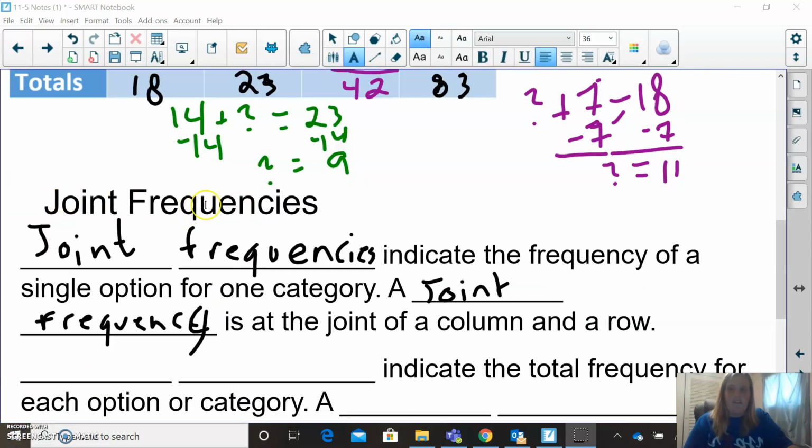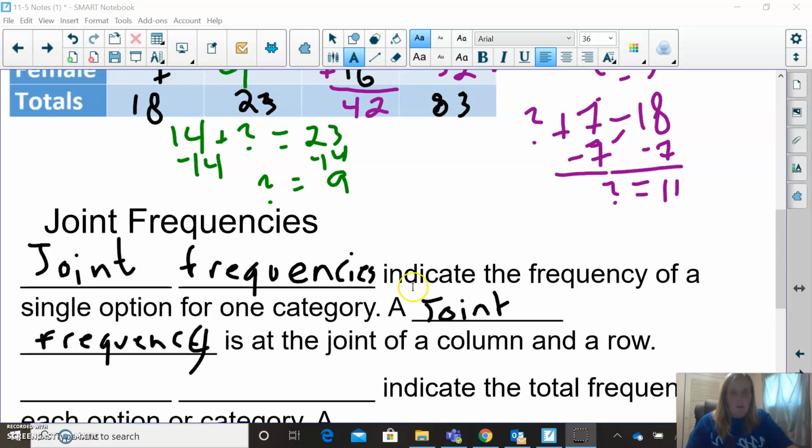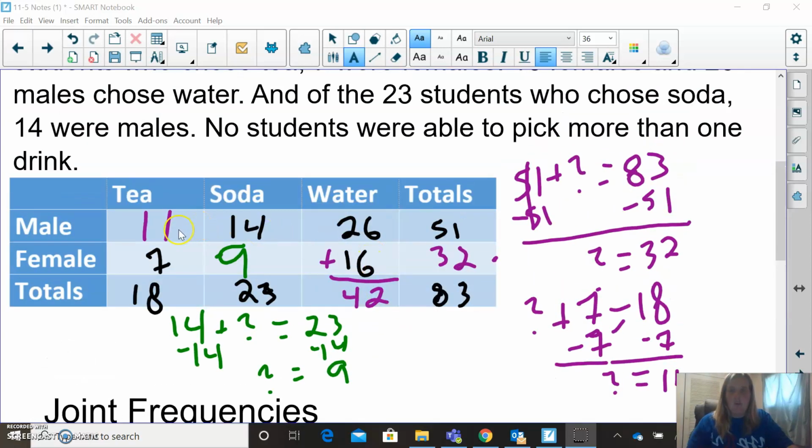Okay, guys. So I actually typed it out here if you have problems reading my handwriting, okay? Joint frequencies indicate the frequency of a single option for one category. A joint frequency is at the joint of a column and a row. So for example, like I said, males that chose tea or males that chose soda. It's when this is a column, columns go up and down, rows go left to right. So it's when the row meets the column.